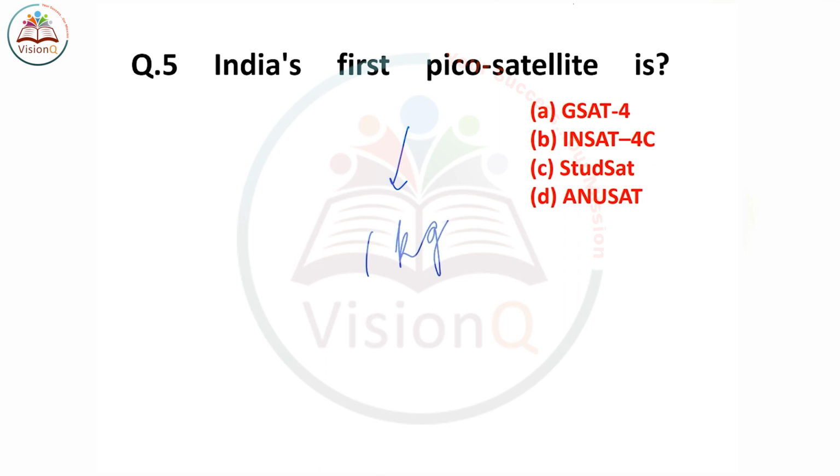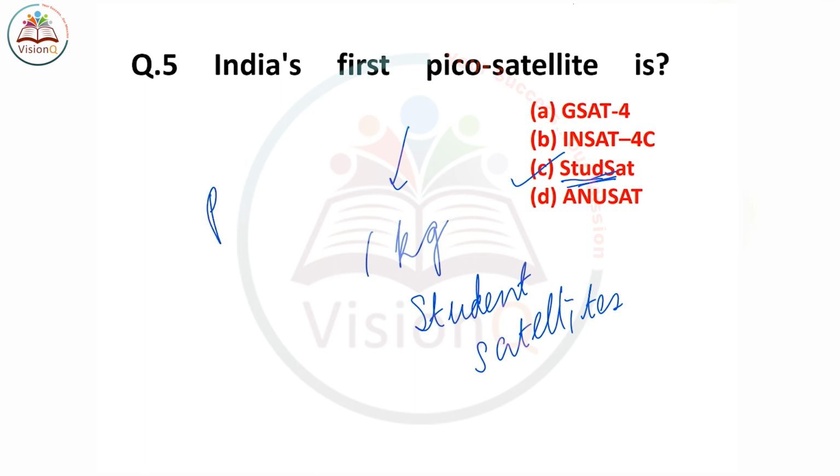Pico-satellites, nano-satellites, all these are student satellites which are developed by various institutions and universities across the country. Now, India's first pico-satellite is the StatSat, or student satellite. The answer will be option number C. And it was launched by the Indian launch vehicle whose name is PSLV C-15.